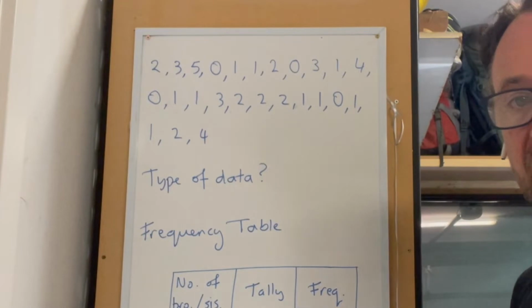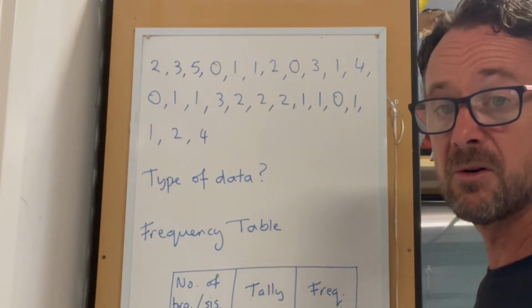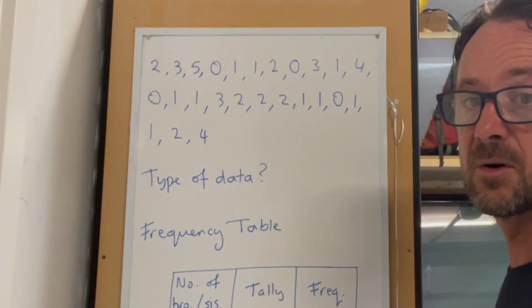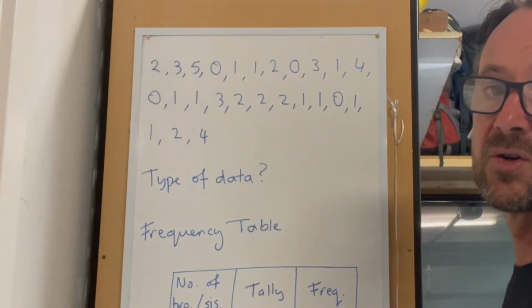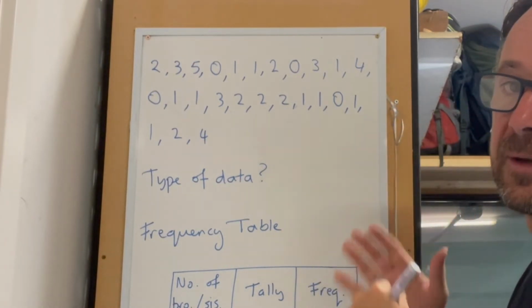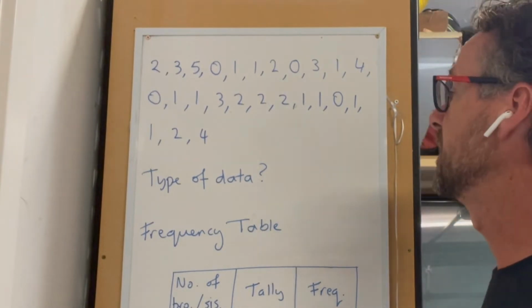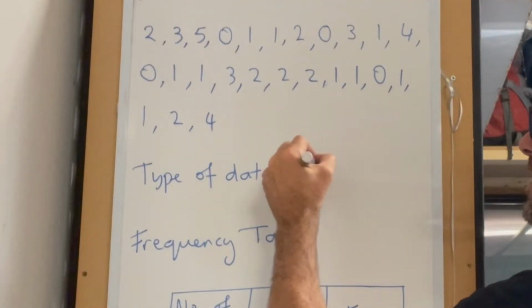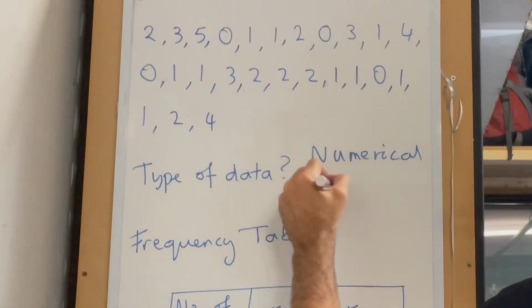What type of data is this? It's a number, so it must be numerical, and out of the 2 types of numerical, whether it be discrete or continuous, this is discrete because they're all whole numbers. And they can only be whole numbers. You can't have 2.5 sisters, for example. So the type of data here, we know that it is numerical, and we know that it is discrete.